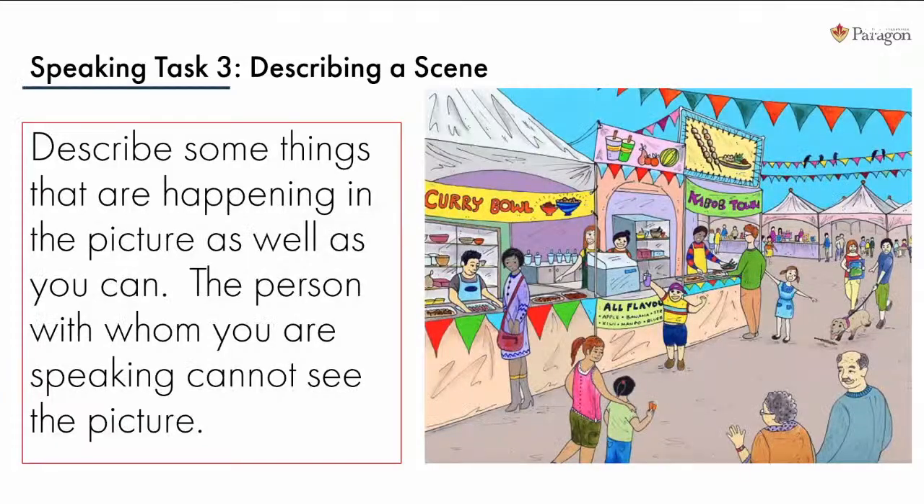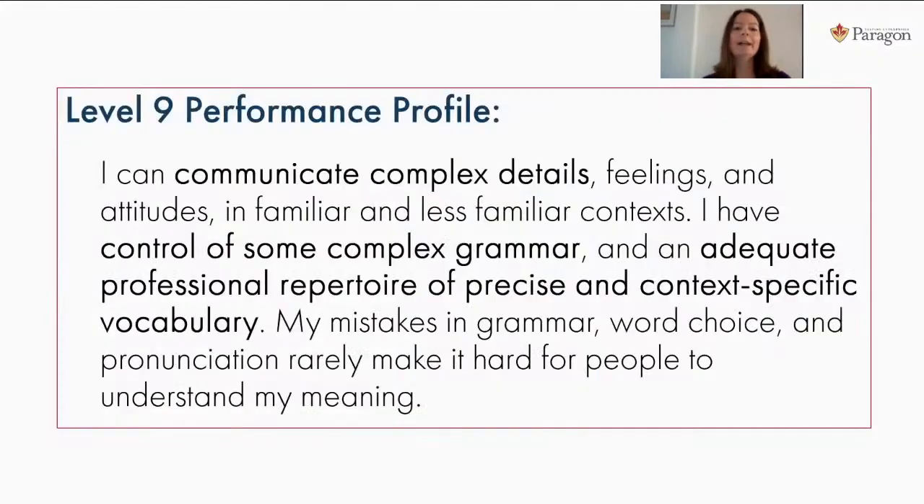We're going to contrast that now, or compare it, I guess, against a second response. And this test taker is going to be answering the exact same question. So he also is looking at the scene to describe some things that are happening, remembering that the person he would be speaking to cannot see the picture. All right, now a level 9 speaker, again, they've got some really strong skills already. This is what a level 9 performance profile looks like.